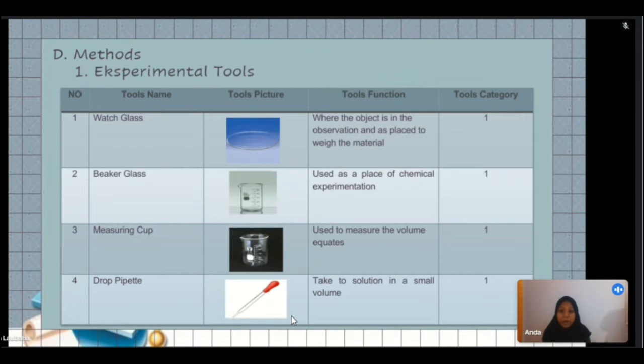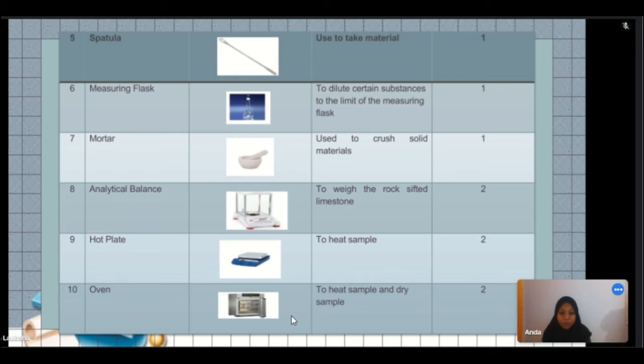Method. 1. Experimental tools. 1. Watch glass, 2. Beaker glass, 3. Measuring cup, 4. Dropper pipette, 5. Spatula, 6. Measuring glass, 7. Mortar, 8. Analytical balance, 9. Hot plate, 10. Oven.